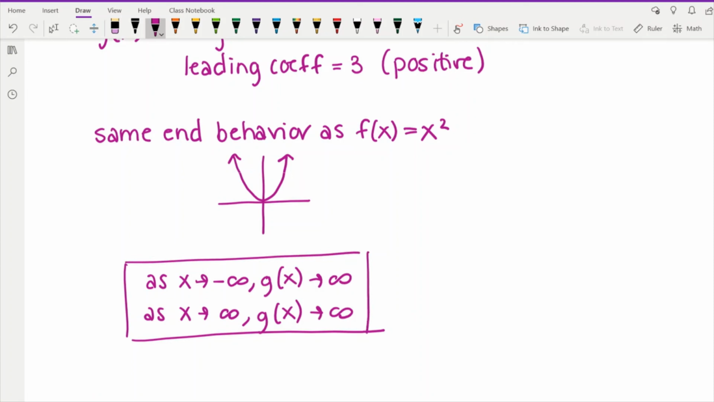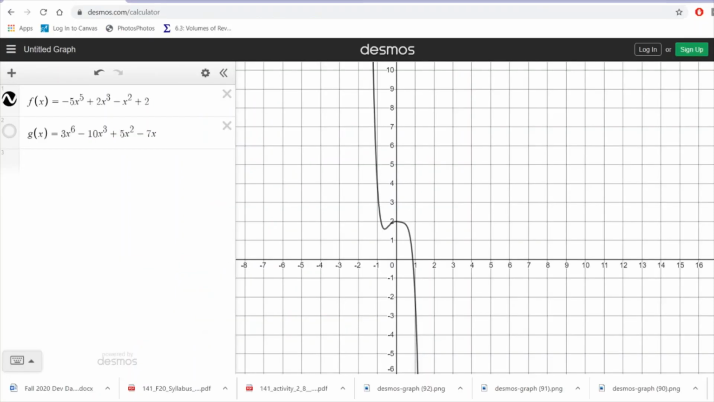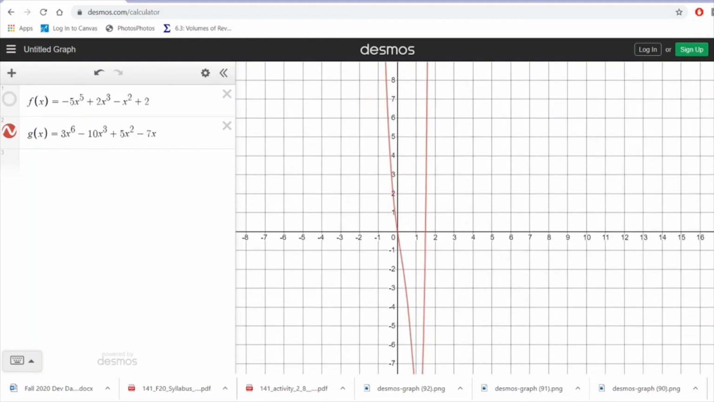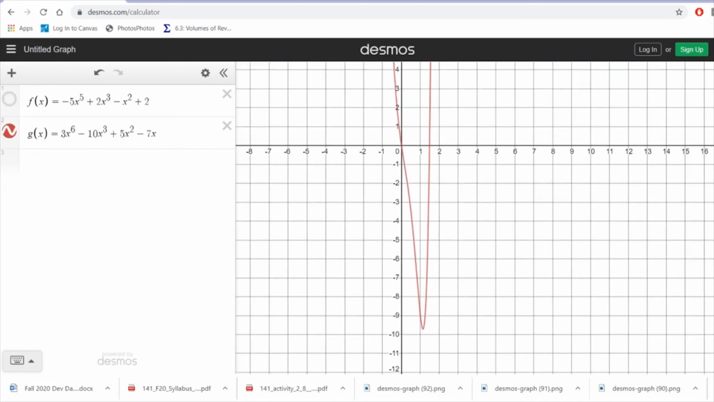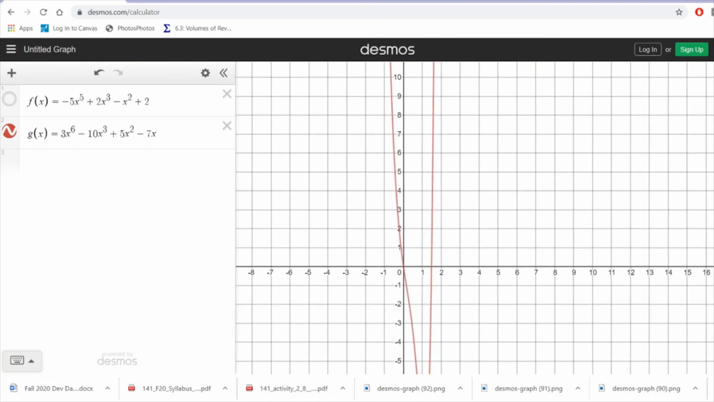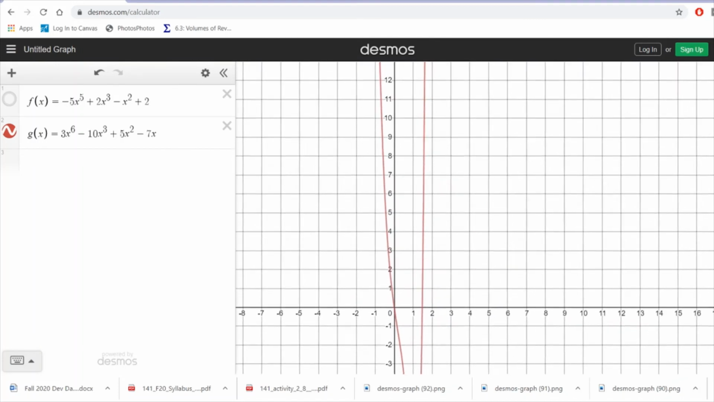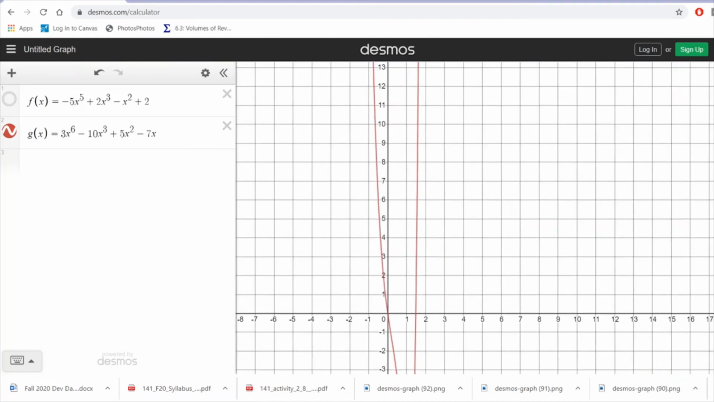So let's check out this graph as well, just to confirm that we see that end behavior. So here is the function. Again, we can see that it doesn't look just like a parabola, but it does have that same general shape, right? We can see that the two ends to the right and the left are both pointing upward.